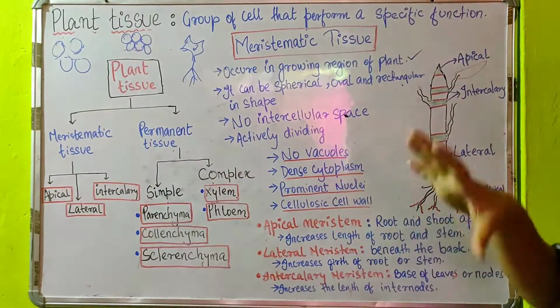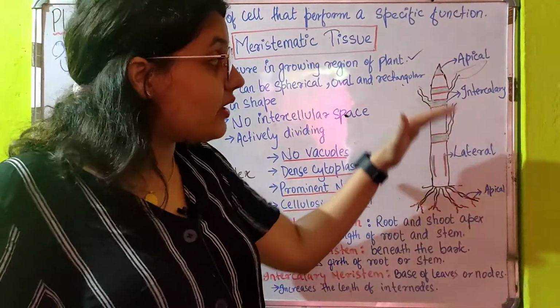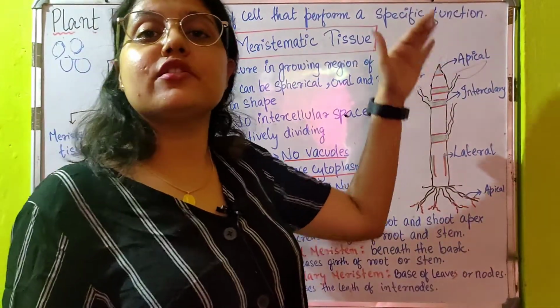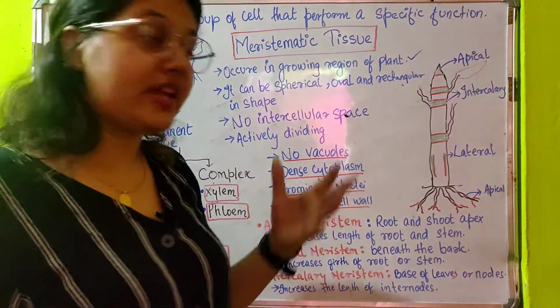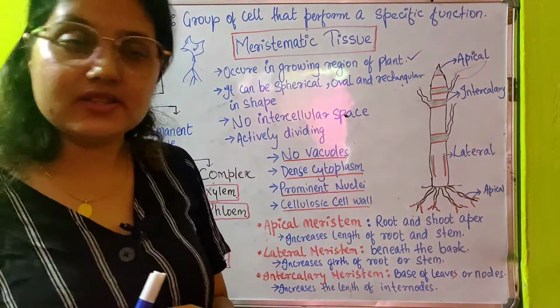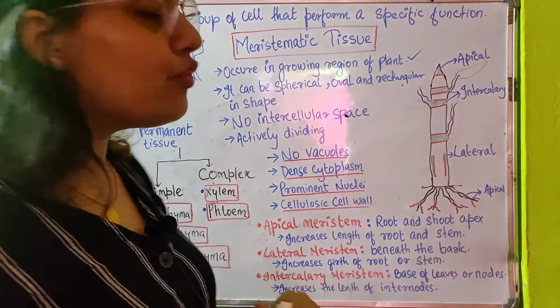Okay, and they are actively dividing. You see where there is the maximum possibility of growth, at that part only this type of tissue is present. That means they are actively, selectively dividing, isn't it? Now you see, no vacuoles.